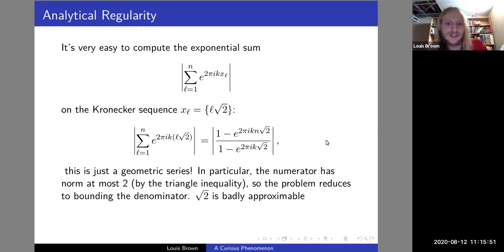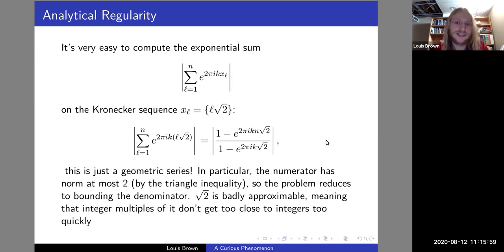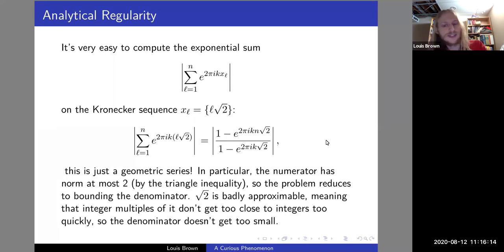And we chose √2 because it was badly approximable. This is equivalent to the thing I said before about it having bounded continued fraction expansion, which means that integer multiples of it don't get too close to integers too quickly. So it's hard to approximate with rational numbers in the sense that for small denominators, we can't get too close to √2, which is the same as saying that the denominator of this fraction doesn't get too small too quickly, because this is precisely measuring the distance of a multiple of √2 from an integer. Because if it's an integer multiple up here, then we're going around the circle an integer number of times, and we'll get exactly 1.